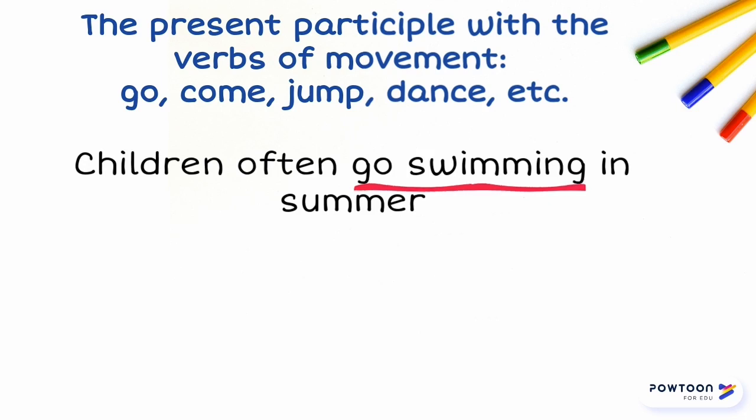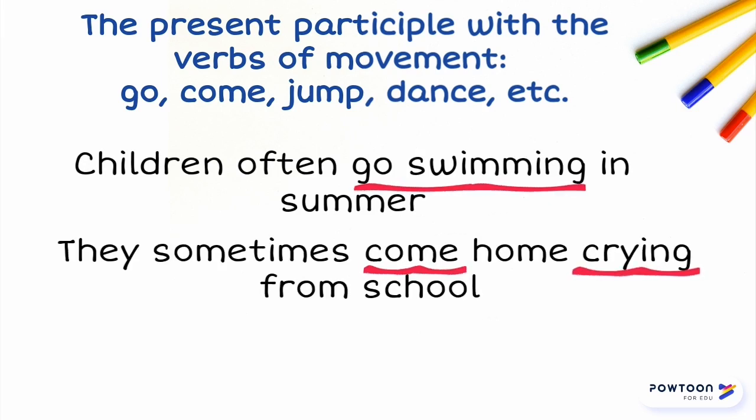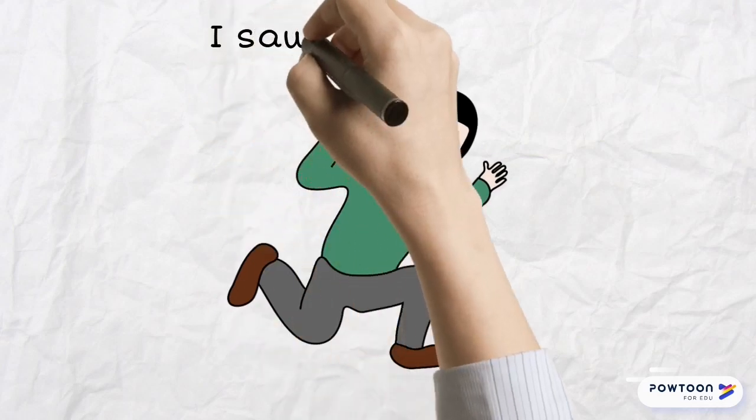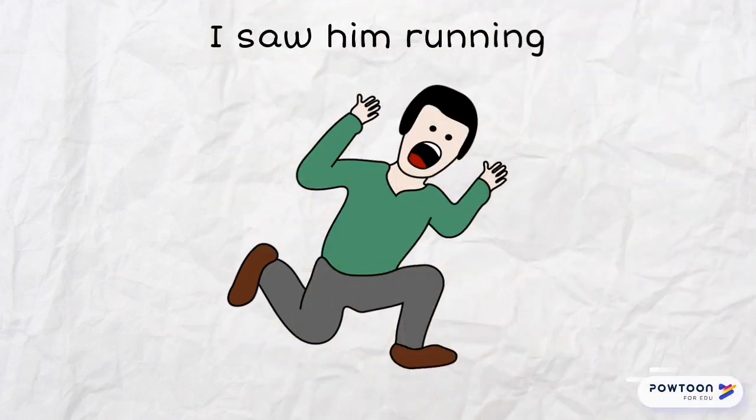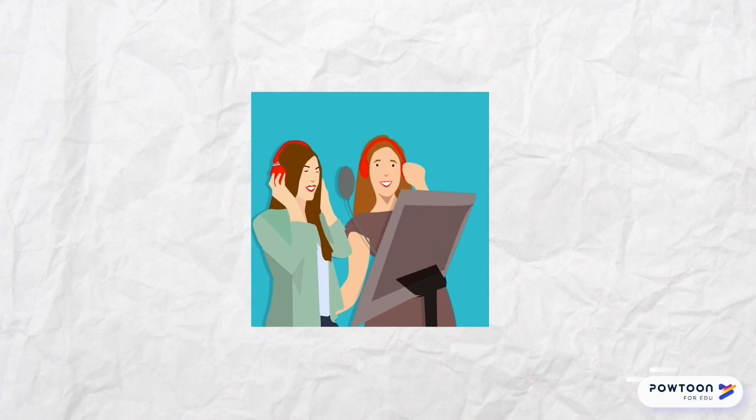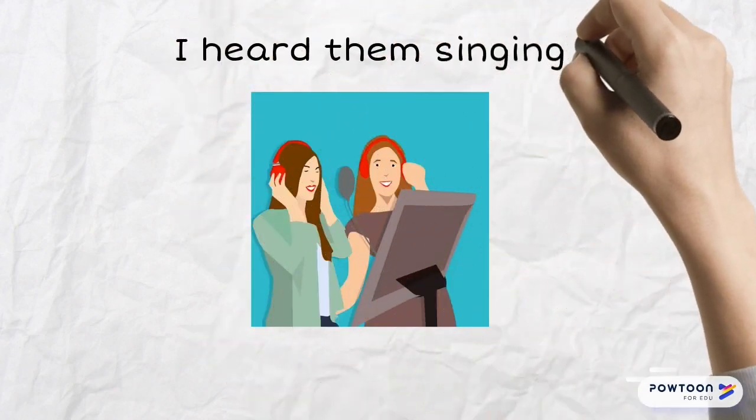We often use the present participle with the verbs of movement such as go, come, jump, dance, and others. For example, children often go swimming in summer. They sometimes come home crying from school. I saw him running. I heard them singing.